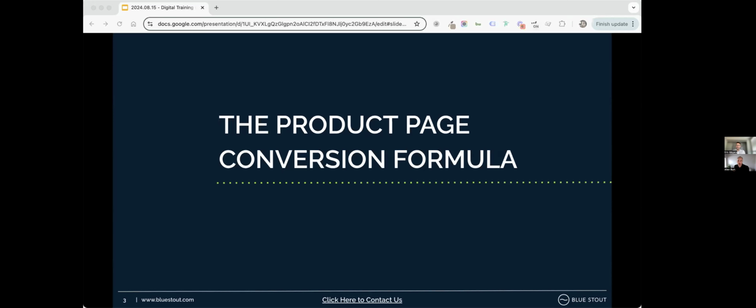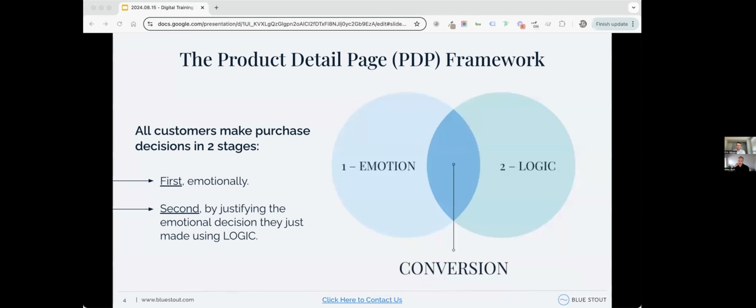Okay, so let's talk about the product page conversion formula. And Eric, if you want to go into the next slide, we can just jump straight into it. So there's a framework that we utilize, and this is based upon well-known consumer psychology. There's a lot of data that backs this up. We're not just making this up, but it is a framework that we have taken and applied to our design principles. And we call this the emotion plus logic framework.